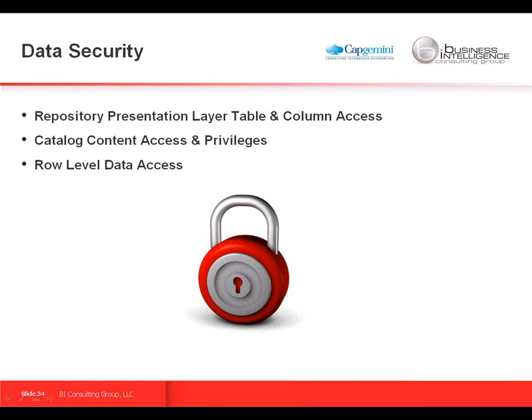So the final thing we wanted to look at is the data security. Again, a couple of different areas. There is simply controlling who can see what tables and columns in the presentation layer, as well as the catalog. You can see what reports and dashboards and what portions of the catalog. And there is also the row-level data access. What rows of data can we see out of the database?